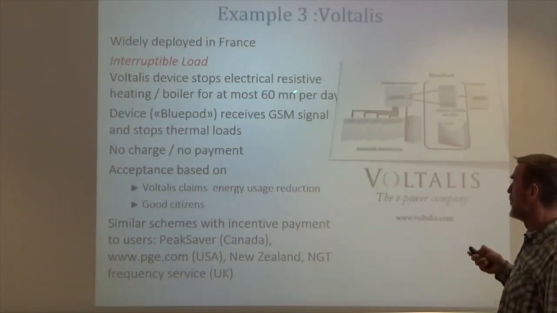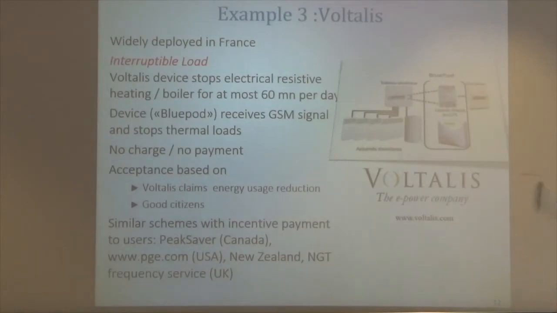Here is another example of a startup company that emerged a few years ago in France. It's called Voltalis. Voltalis comes to your house and installs a box that they call a Bluepads that receives an interruption signal and that will disconnect your boiler or your heater for, they swear, not more than 60 minutes a day. So it's similar to the interruptible service of Romande Energie, except now it's done by an independent company. How do they live with that?